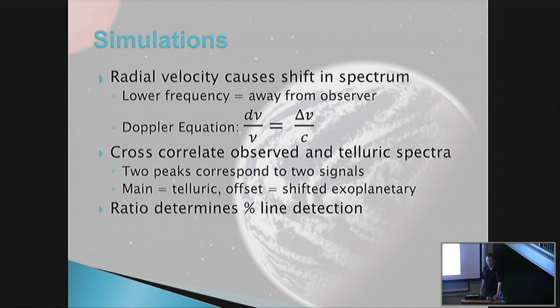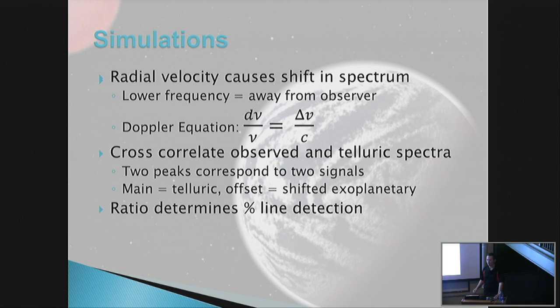In order to see the lines, I mentioned we needed to have a radial velocity shift in the system. The radial velocity will cause a shift in the spectrum, the Doppler shift, where the lower frequency means that the system is moving away from the observer, where d nu over nu is delta v over c. Then I can cross-correlate the observed spectrum with a model of the telluric spectra. What will happen is I'll receive 2 cross-correlation peaks. They will correspond to the two different signals that we'll be seeing through the atmosphere. The main peak will be the telluric, cross-correlating with itself. And the offset, smaller one will be the shifted exoplanetary spectrum, correlating with the telluric, because it is a model of the same spectrum.